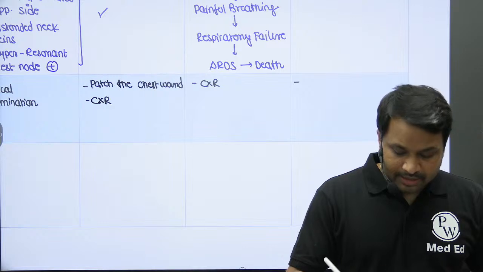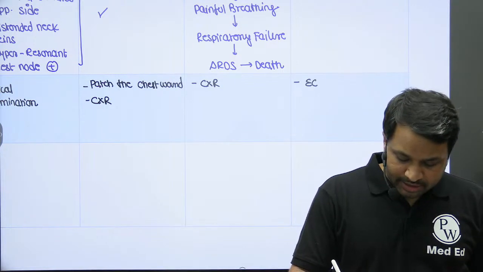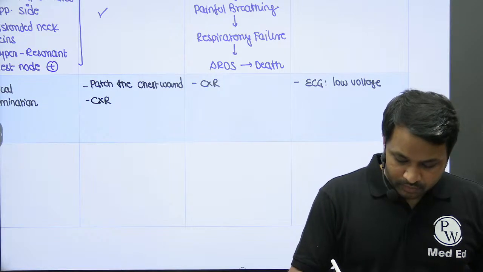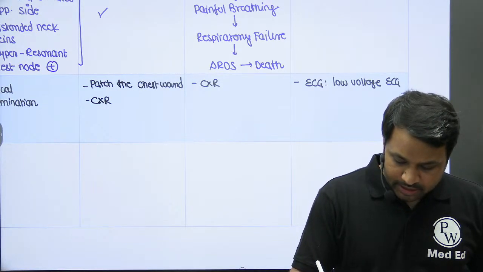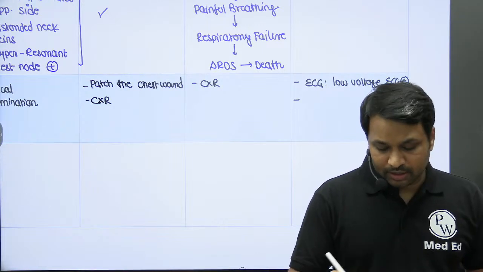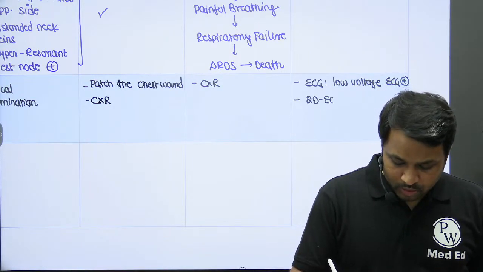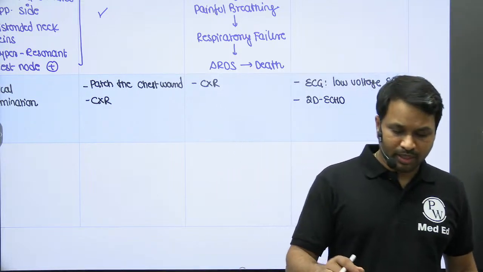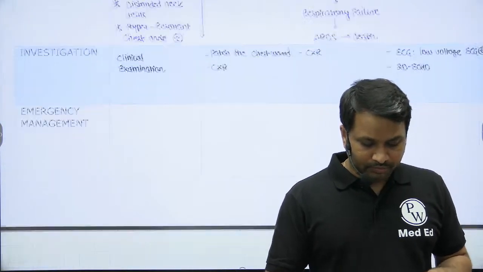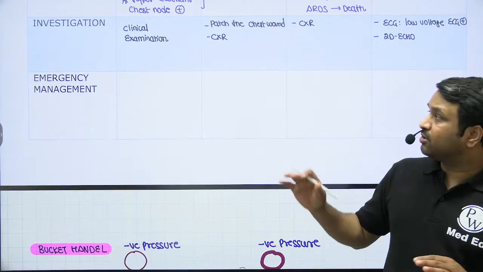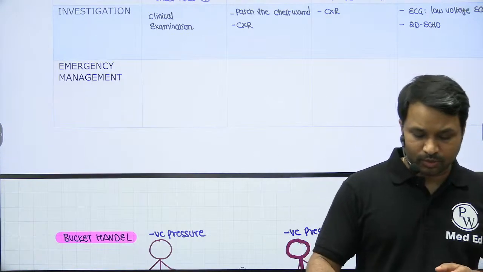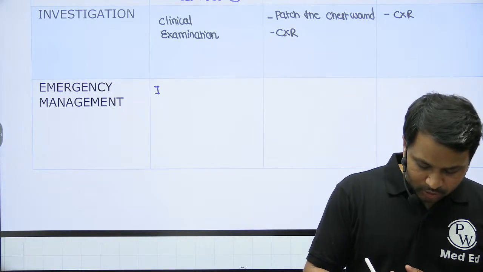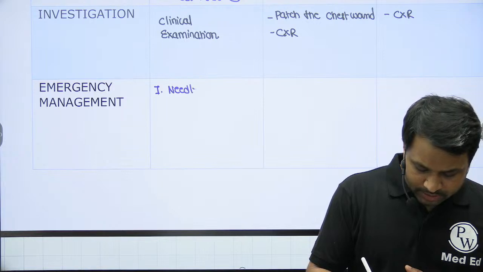In a pericardial tamponade, you have to perform the ECG, which will show low voltage. Along with that, you can also go ahead with 2D echo, which will tell you about the heart movement, and the fluid collection can also be visualized. Now, how would you like to manage? In terms of management, I'll talk about both open and tension pneumothorax. As an emergency management, I would like to do a needle thoracocentesis.